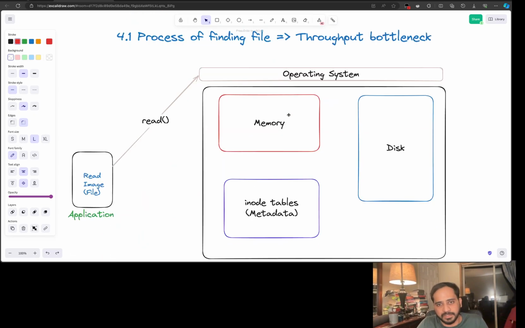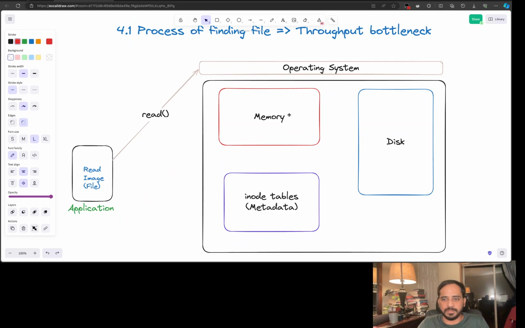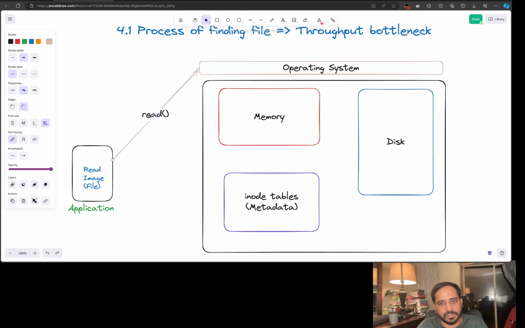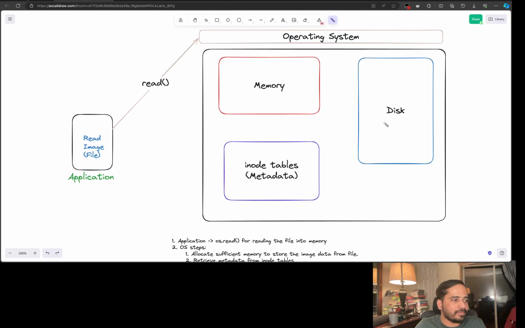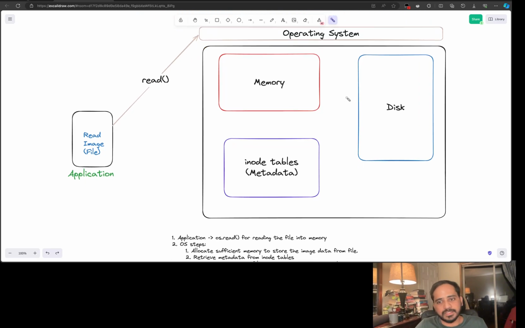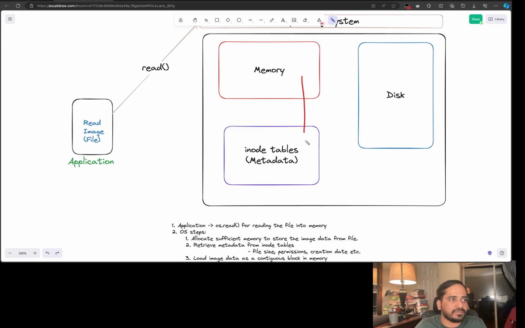What happens behind the scenes in an operating system and the attached hardware. So when the application issues a read call to the operating system, then the operating system talks to the disk and understands that a certain amount of memory needs to be allocated for reading this image from the disk into the memory, and it retrieves the metadata from the inode tables for faster access.